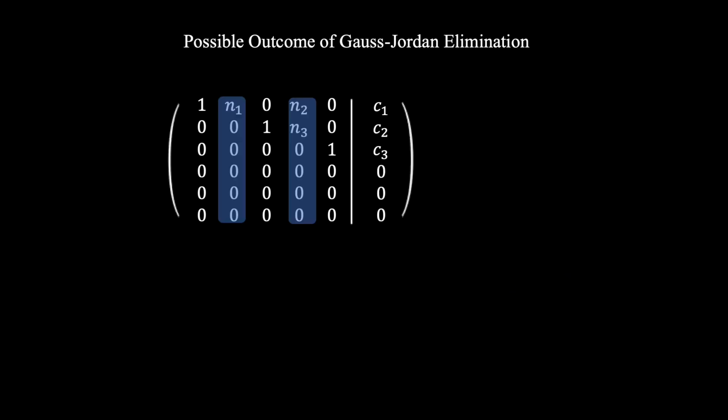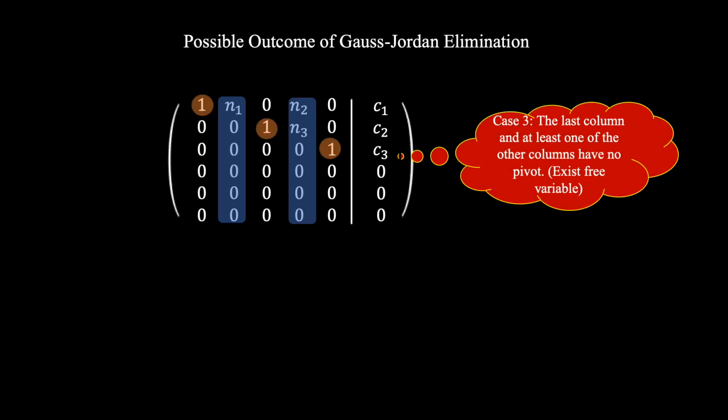Rule three, if the last column of the eventual augmented matrix does not have a pivot, while at least one of the other columns does not have a pivot either, then there are infinitely many solutions for the linear equation system. In other words, when there are free variables, the linear system has infinitely many solutions.